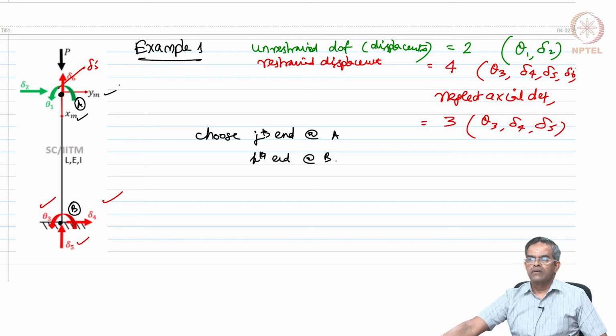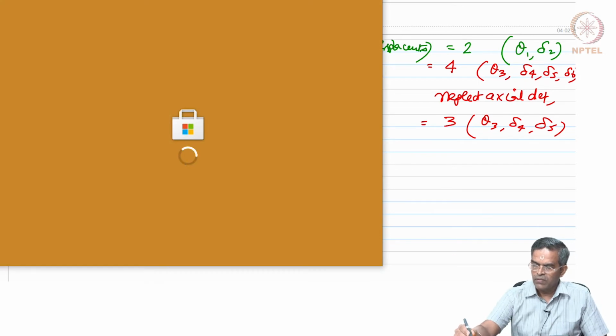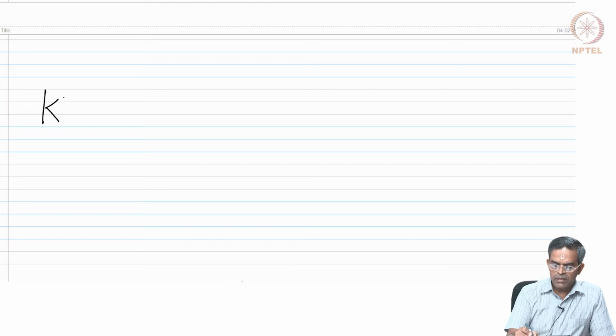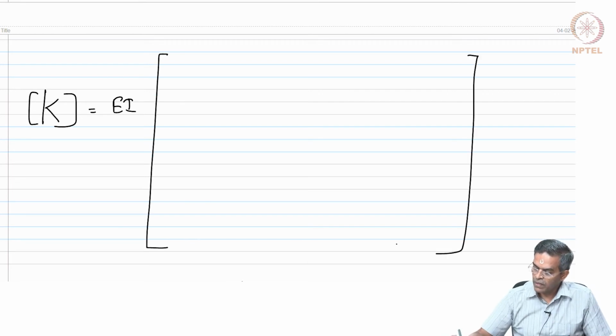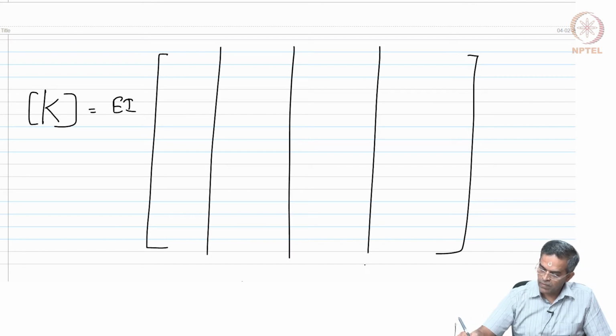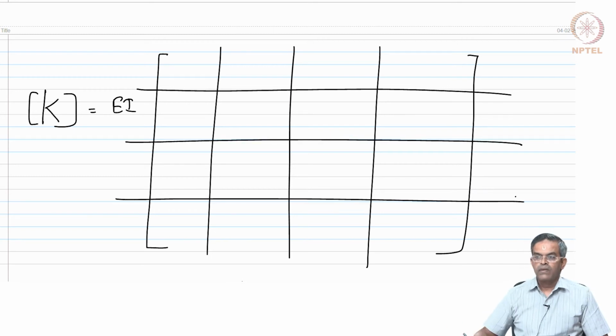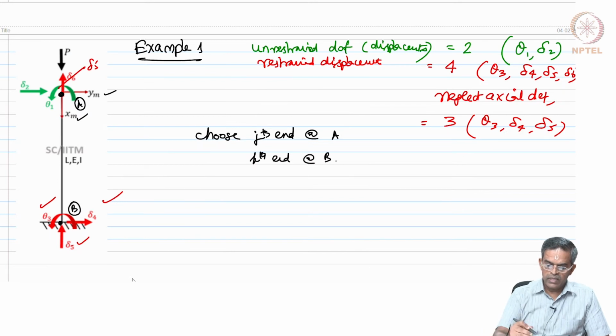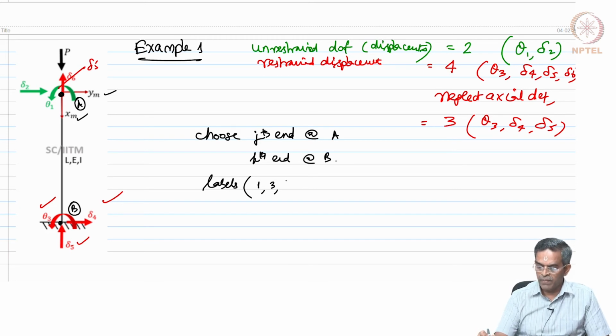Okay. Now, I can write the stiffness matrix for stability functions for this particular problem. Okay. We can recollect that equation which we wrote. So, the stability function will be EI times of the matrix. Let us mark the labels of this problem. Rotation at j, then rotation at k, then translation along positive y at j, translation along positive y at k. So, 1, 3, 2, 4 are the labels.